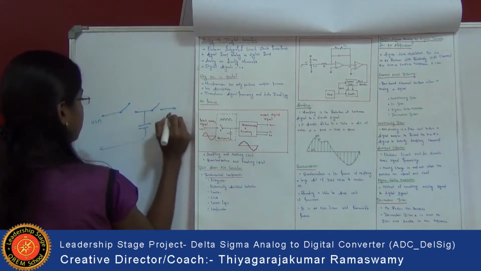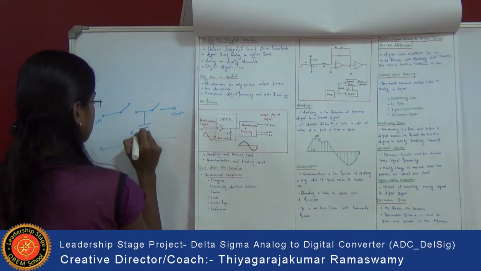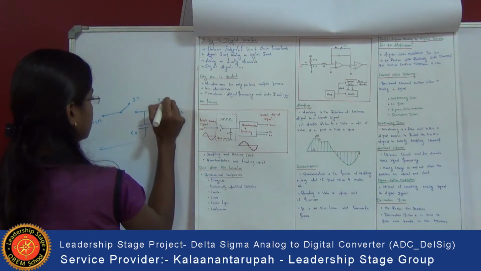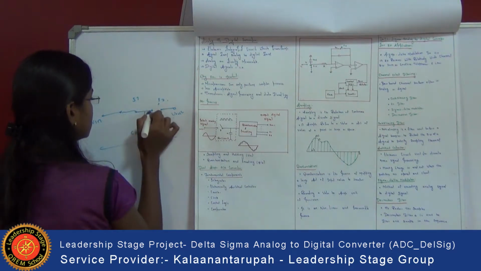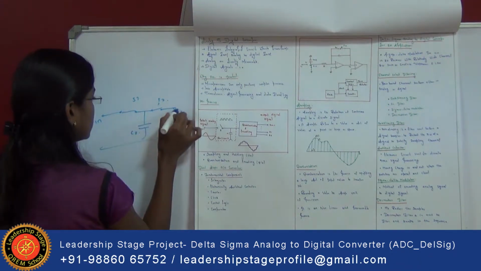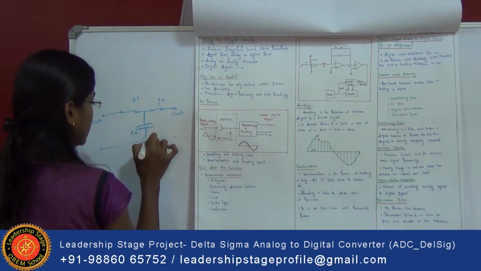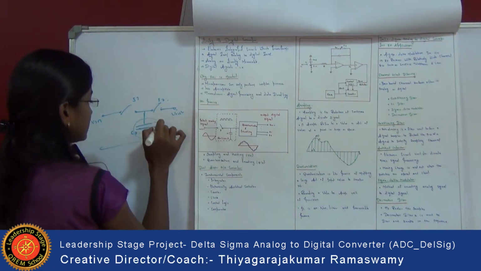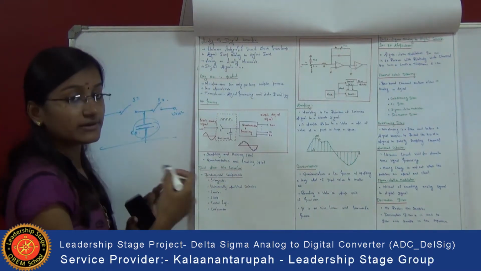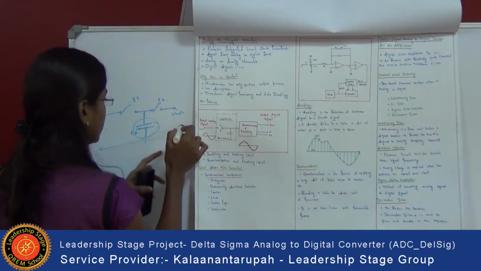This is V in, V out, CS, S1 and S2. So once the switch gets closed, the input voltage passes through this switch and the capacitor gets charged. And once this switch gets opened, the capacitor gets discharged. So there is no transfer of charge from V in to V out.